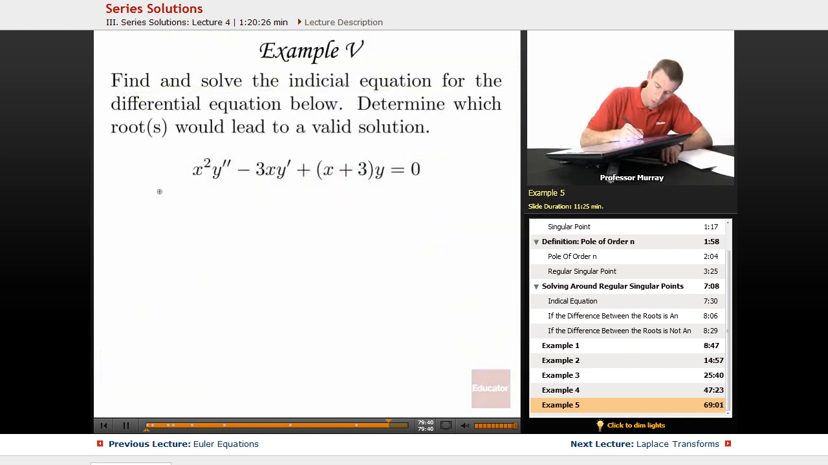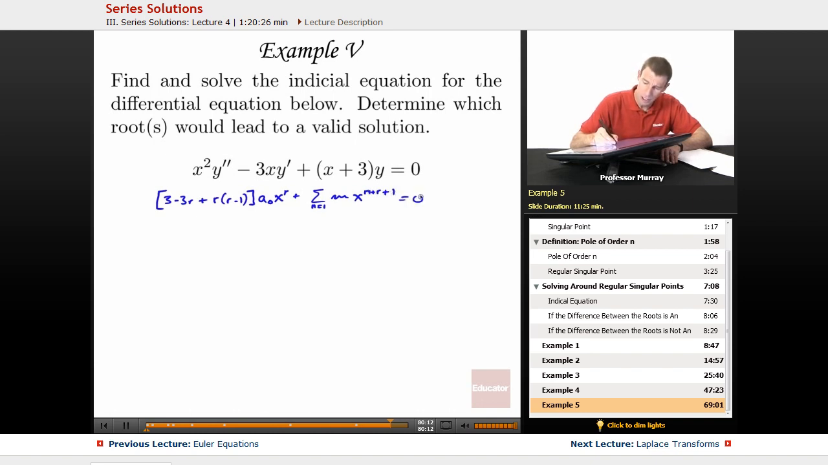The equation that we had right at the end of the previous page was 3 minus 3r plus r times r minus 1, times a naught, times, well, that was the coefficient of x to the r, plus some stuff starting with n equals 1 times x to the n plus r plus 1 equals 0.